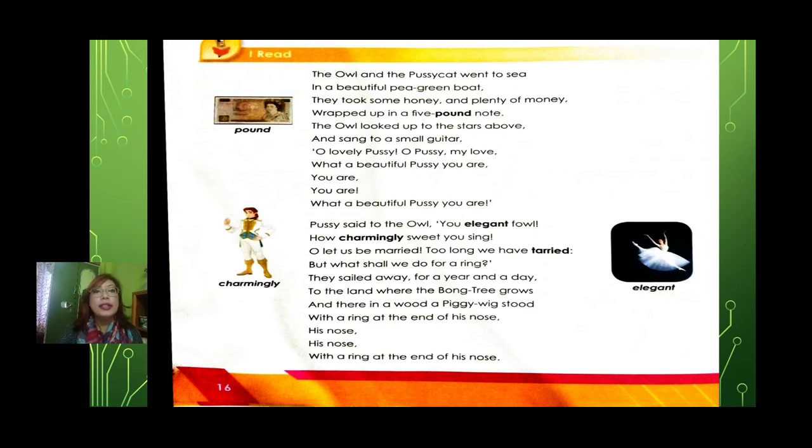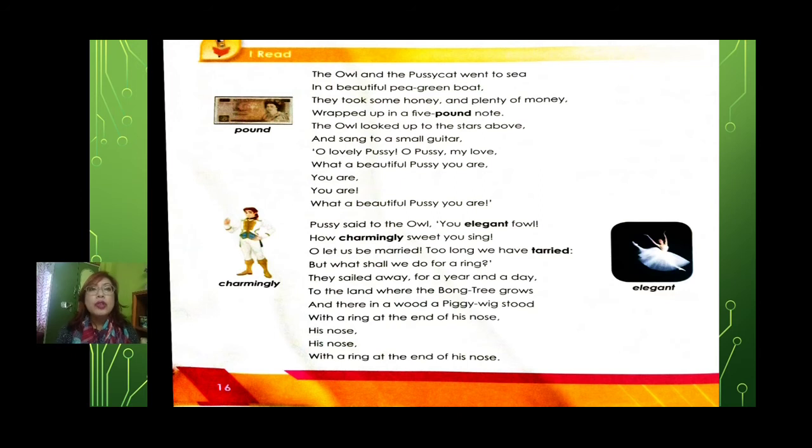Now, in these four lines, what you can see is that the pussy is really happy. Like when somebody praises you, when somebody says that you are very good, what happens? You tend to feel happy, no, students? And then the pussycat is feeling really, really happy, and she's saying what? She's saying, wow, you're very elegant, no? You're an elegant fowl. I've already told you the meaning, no? You're very stylish. You have good taste. And then how wonderfully, how pleasantly you have sung a song for me.